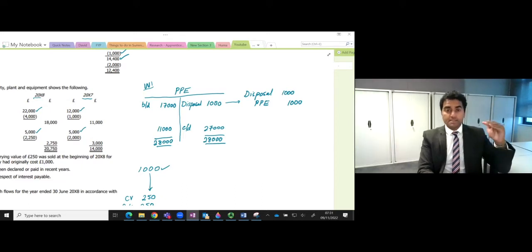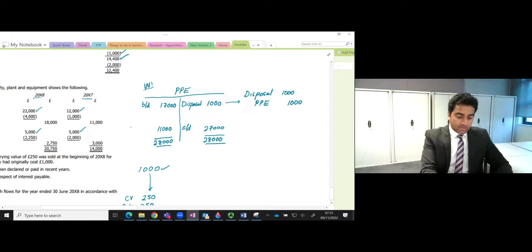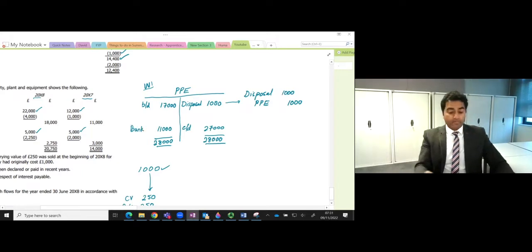So remember, we have 17,000 property, plant and equipment opening balance. We sold one property machinery of £1,000, so the opening balance has been reduced to £16,000, but the closing balance is £27,000. So the gap between 16 and 27 is the number of assets, or the value of assets which we have bought and we have paid for. So I'm going to record it as bank, assuming that we have paid for all this plant and machinery, or property, plant and equipment. So £11,000 I have spent to buy new assets.